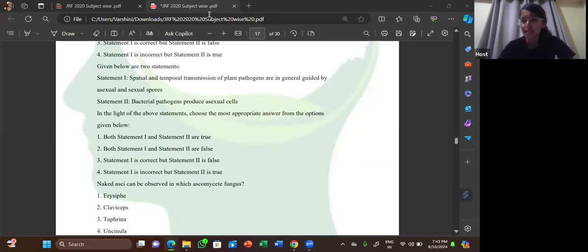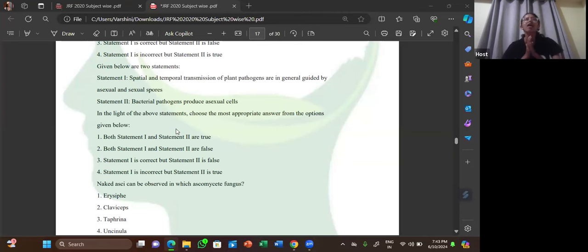Yes, as per the textbooks, there is only one disease, that is peach leaf curl, which is caused by Taphrina deformis. See, what is spatial and temporal transmission?